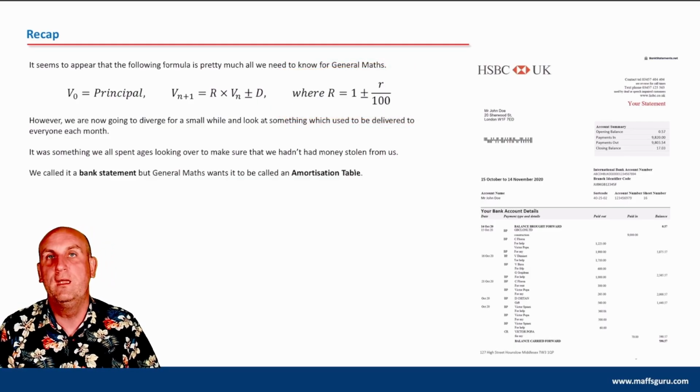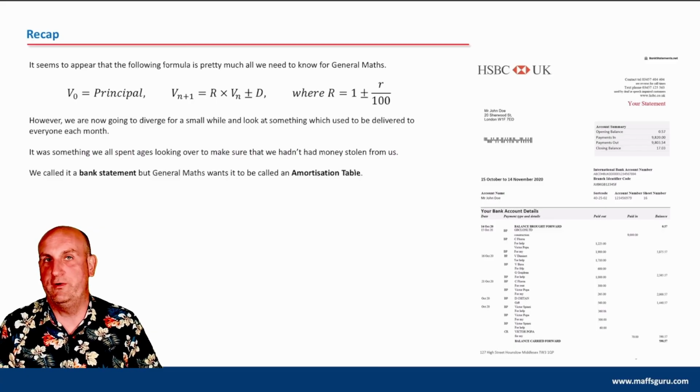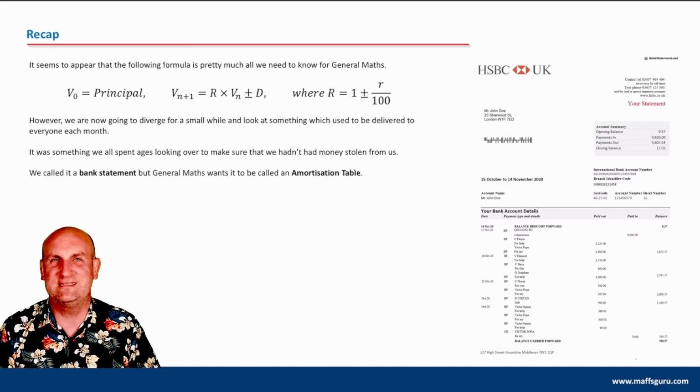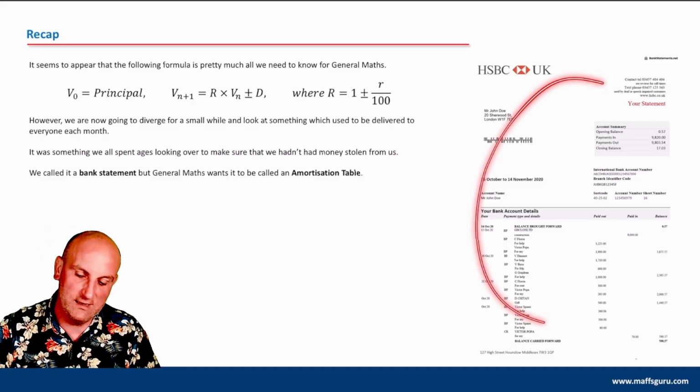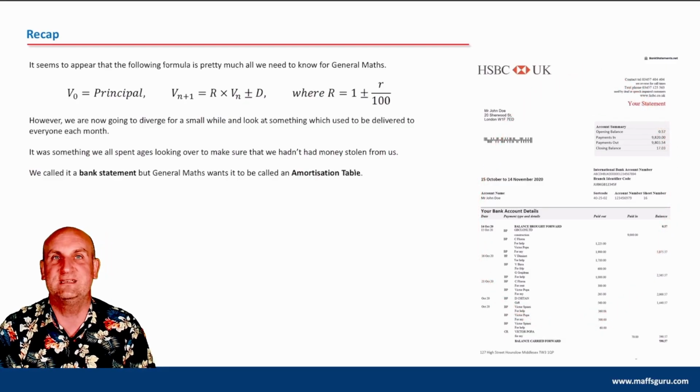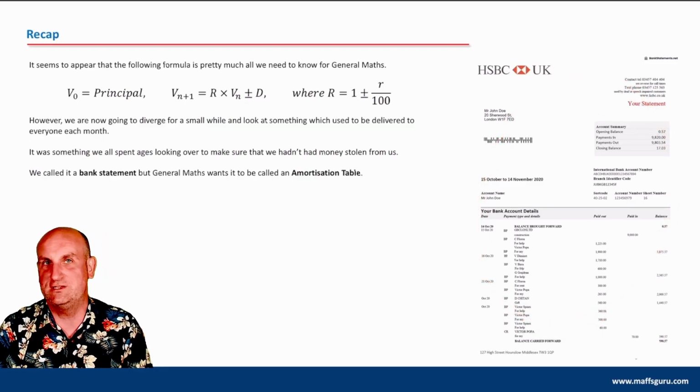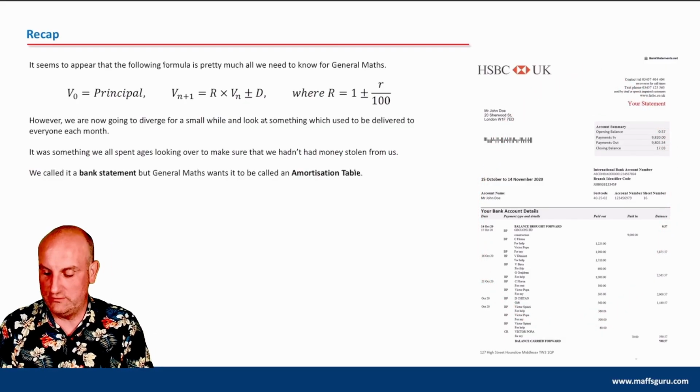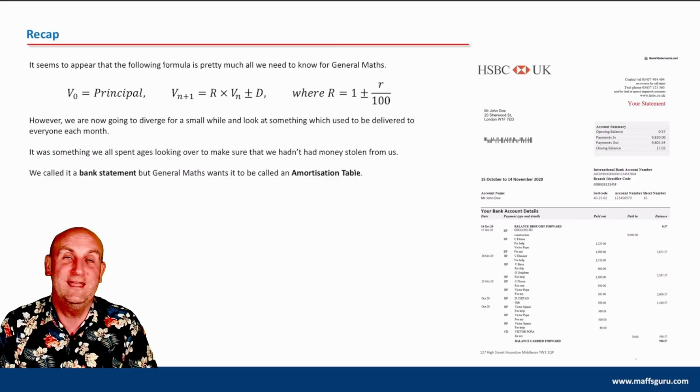Now, because Barry is a pain in the proverbial, he's decided let's not call it a bank statement because very few people nowadays seemingly read bank statements or probably even get bank statements. Let's call this an amortization table. Now, probably any accountants who are listening to this are turning around going, he's wrong. Okay, it works for me.